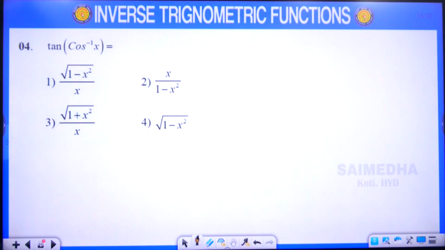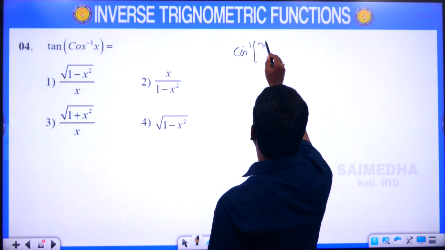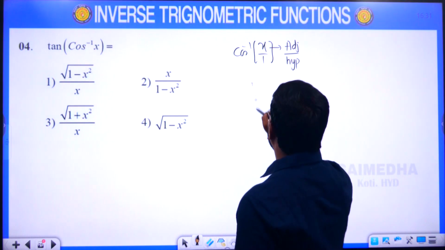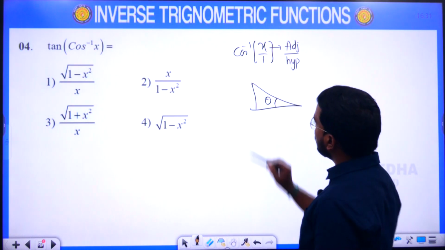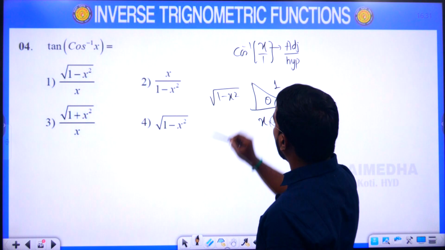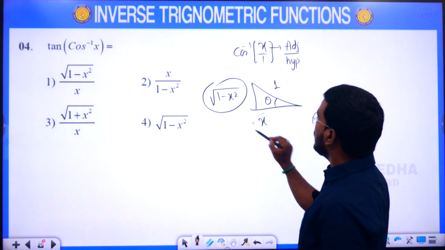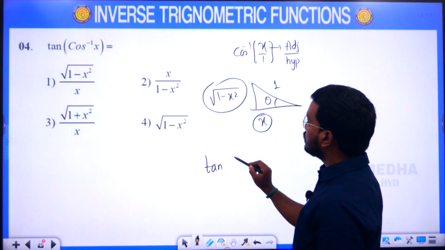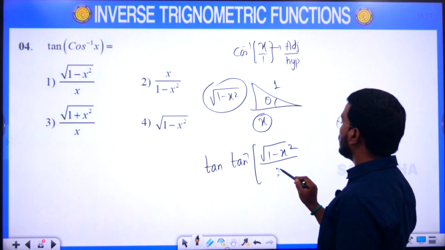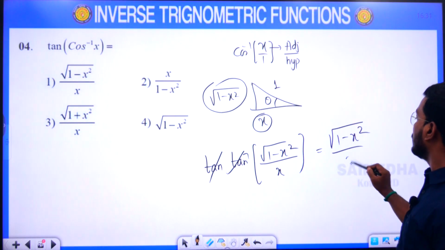The next question is tan of cos inverse of x. Triangle form it is. Cos inverse of x divided by 1. That x indicates adjacent, 1 indicates hypotenuse. So we draw a triangle converting one inverse into another inverse. This is x, this is 1, Pythagoras theorem, root of 1 minus x square. We require tan. Tan is outside. Tan means opposite by adjacent. So tan as it is, cos inverse of x can be written as tan inverse of opposite by adjacent. Opposite is root of 1 minus x square, adjacent is x. So what is the answer going to become now? Root of 1 minus x square divided by x.